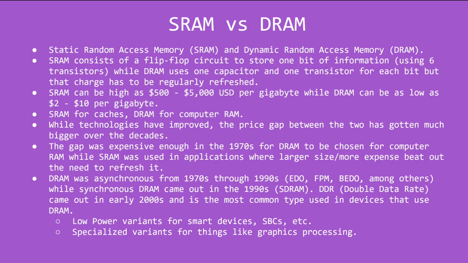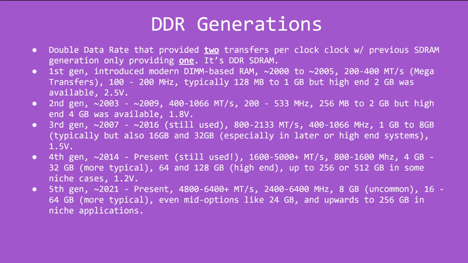Like one of the big ones is for graphics processing, but there's a couple of other types also being used, but I'm not going to cover them in this video. So I'm just going to go to double, two transfers per clock cycle, and then previous SDRAM could only do one.